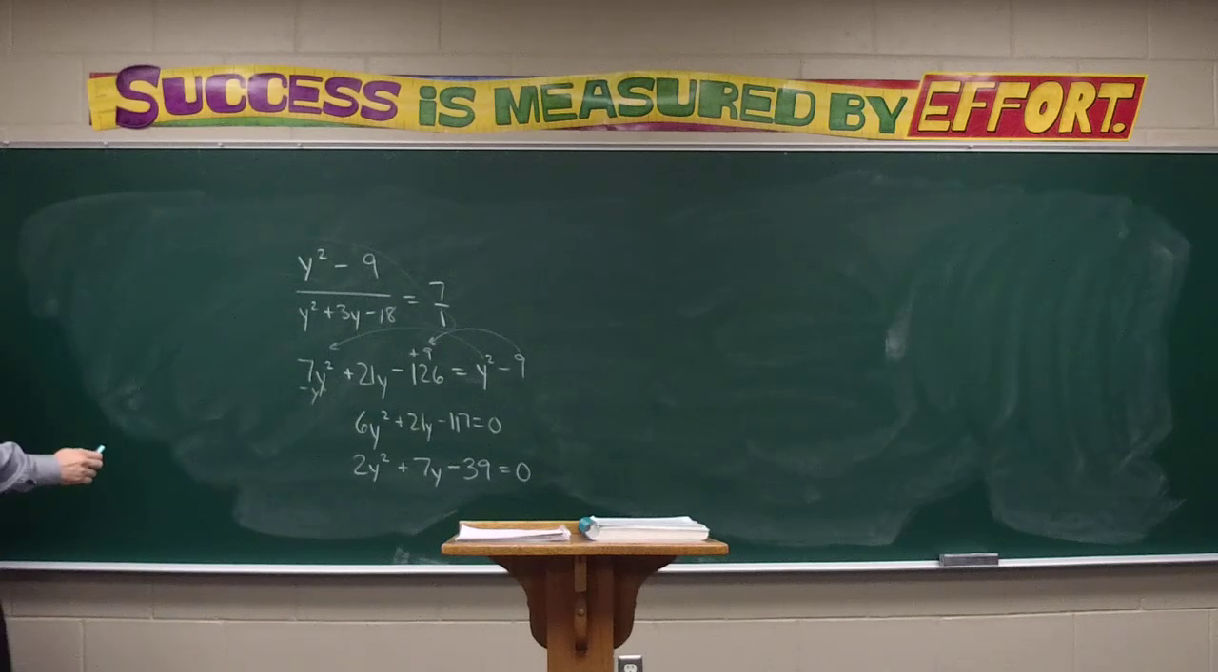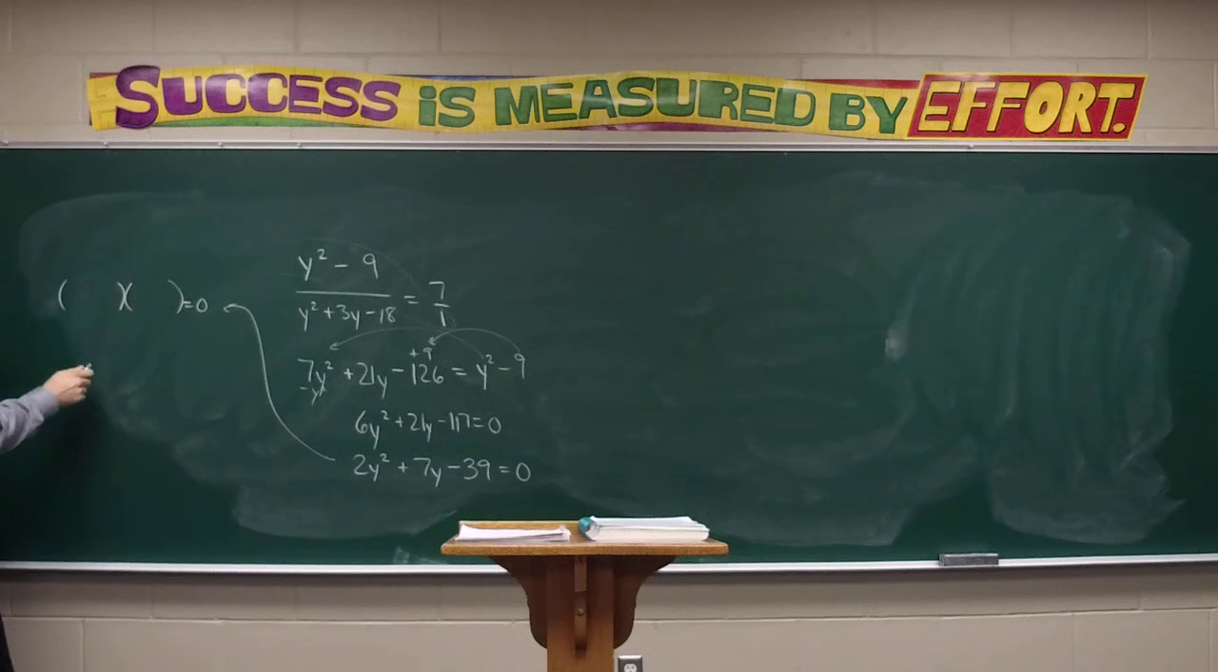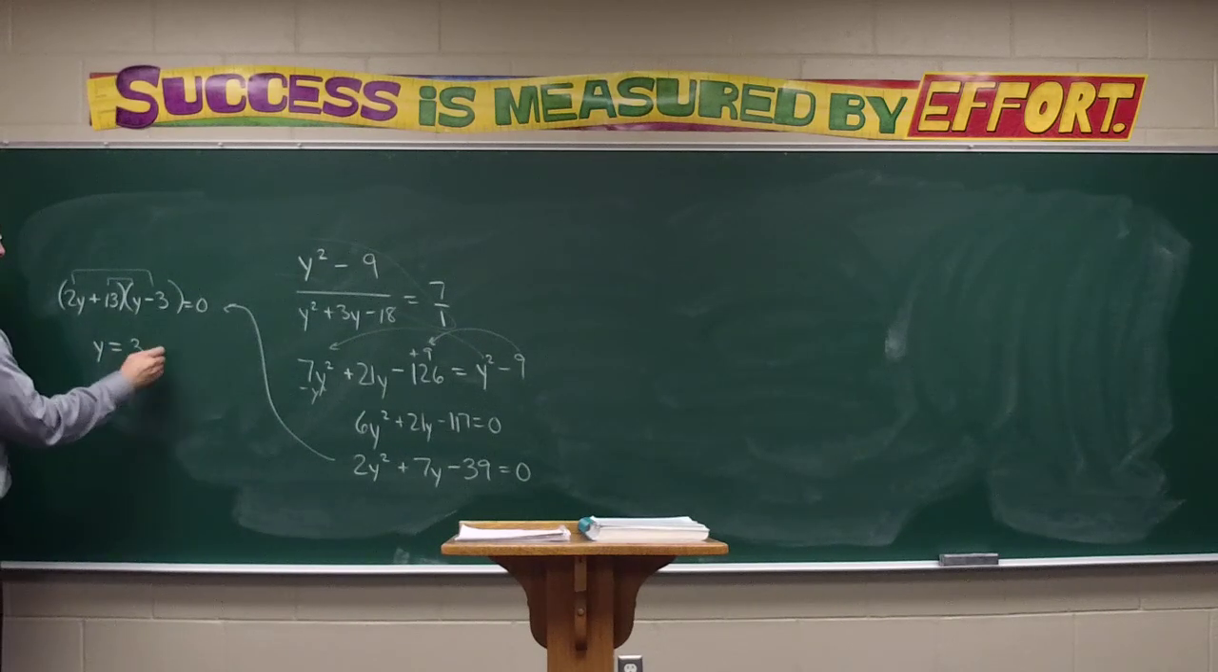And do we want to try to factor this? I think we can. Let's give this a try real quick. The 2y squared would have to be 2y and y. Signs would have to be different, right? Positive, negative. How should we try to split up that 39? 13 and 3. And check your outer inner. Yeah, it works out. So we could say that y is equal to 3 and negative 13 halves.